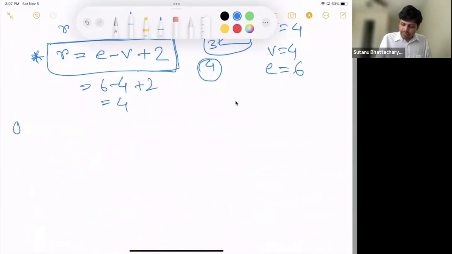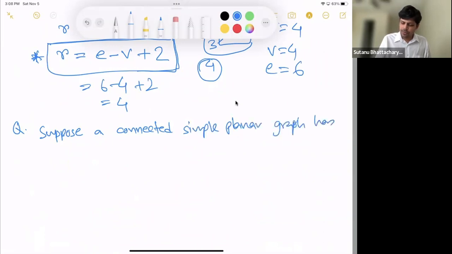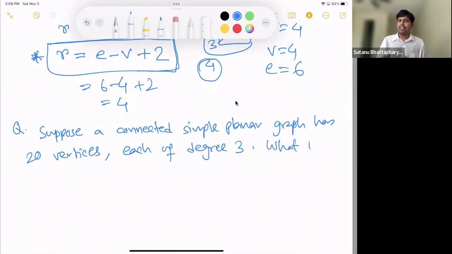So one question based on this: suppose a connected simple planar graph has 20 vertices, each of degree 3. Then what is R? R means the number of regions. So the number of vertices V is given, that is 20, each of degree 3.